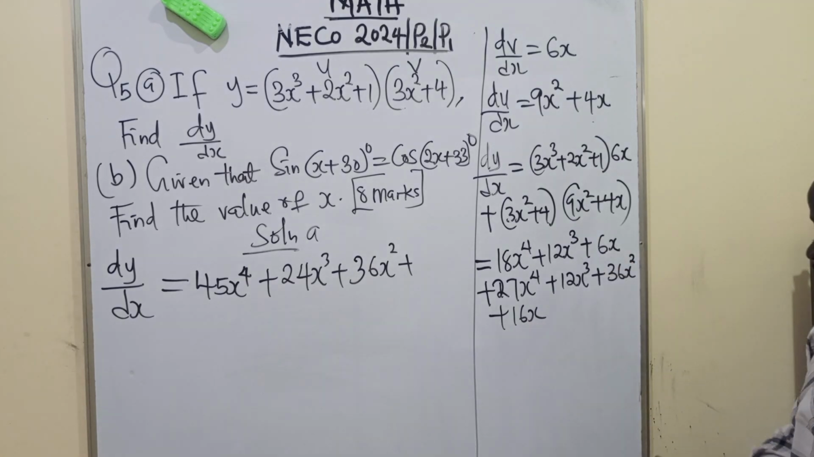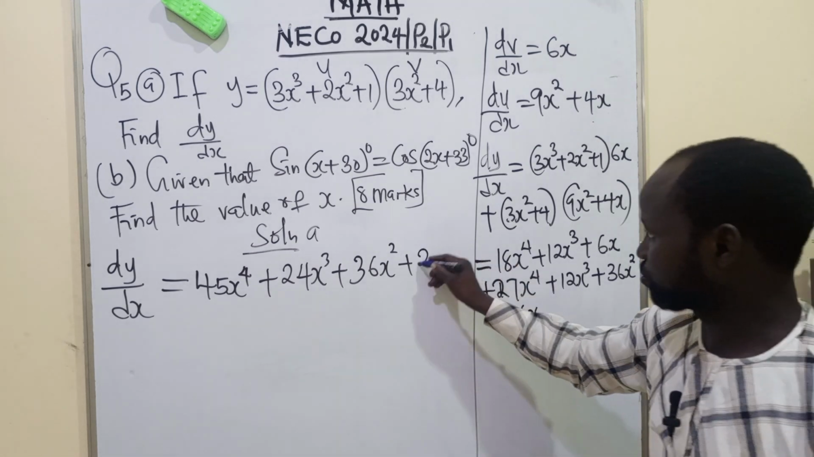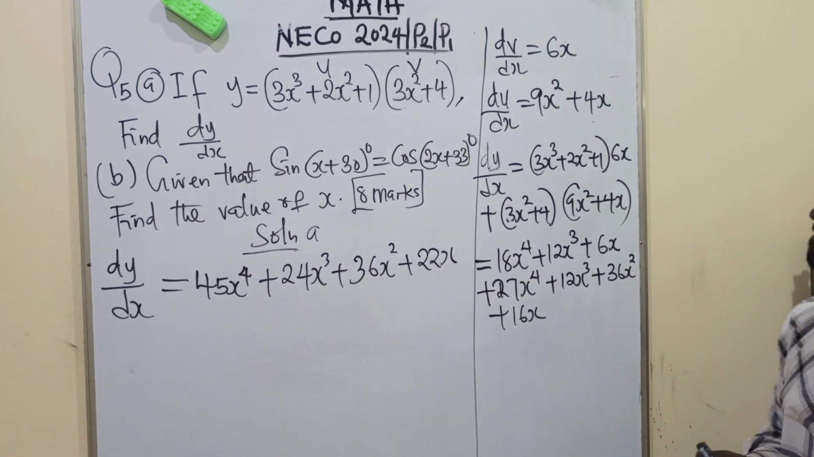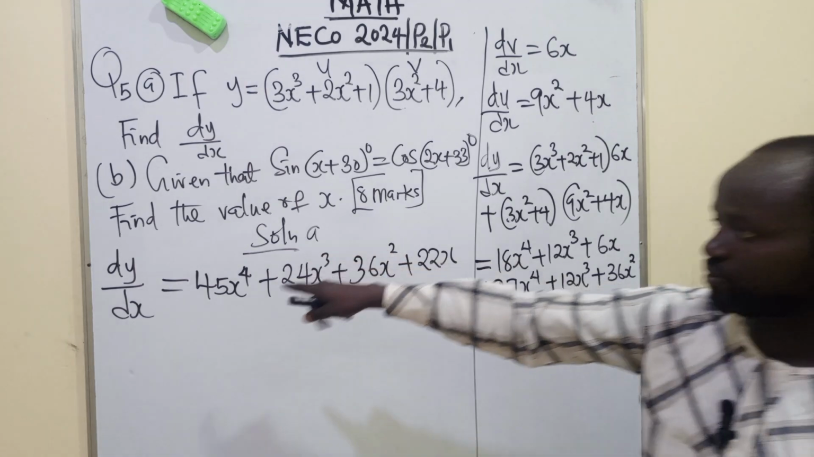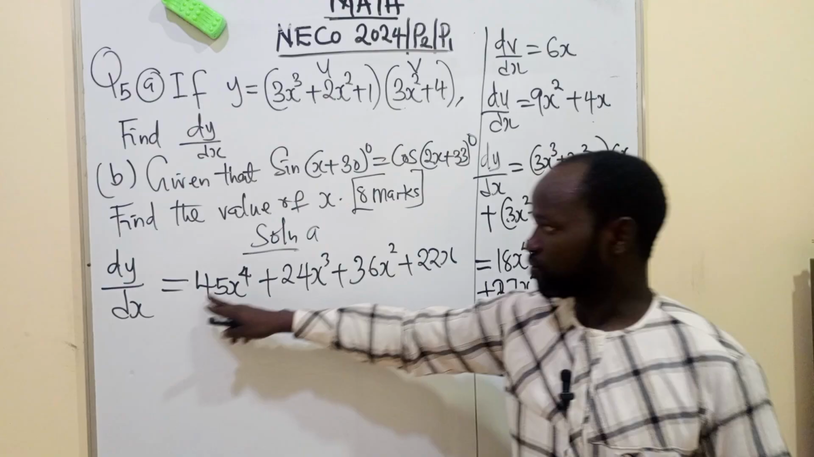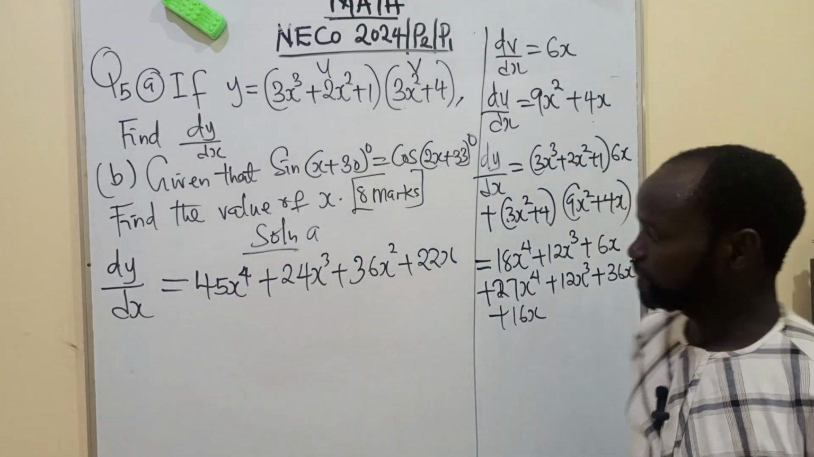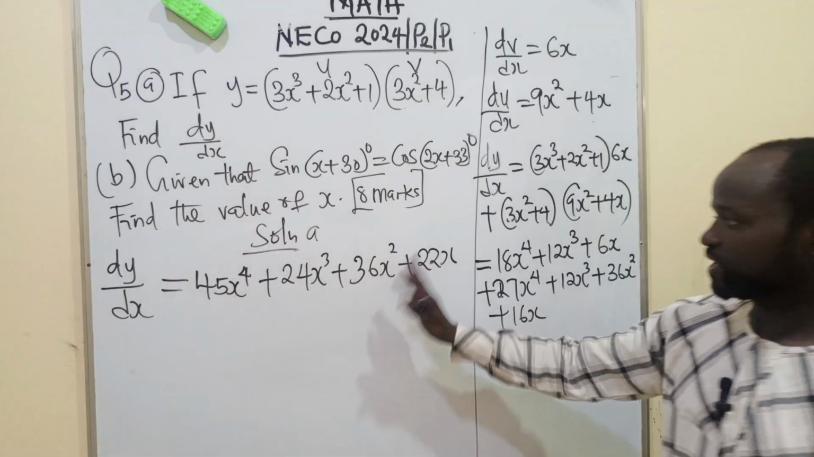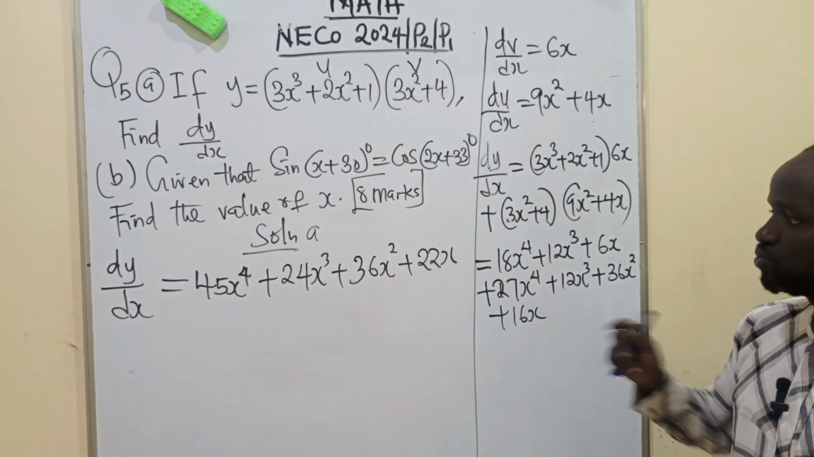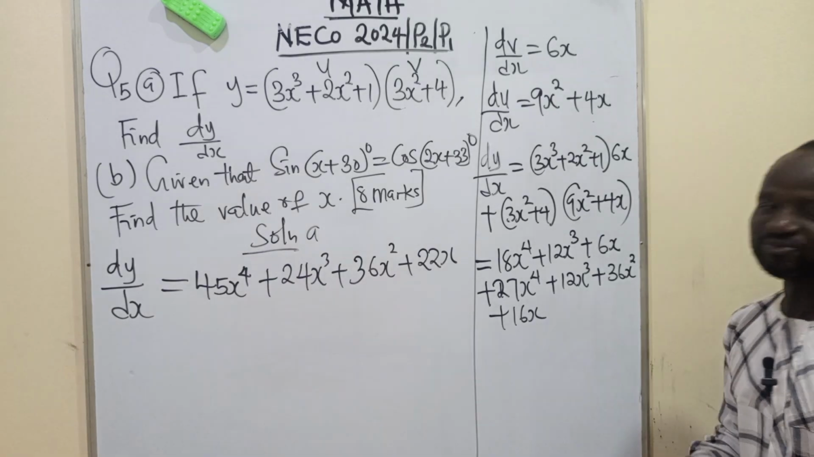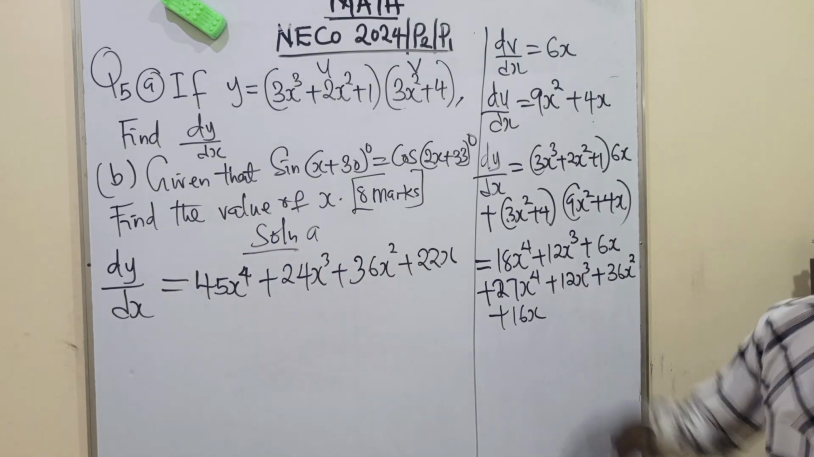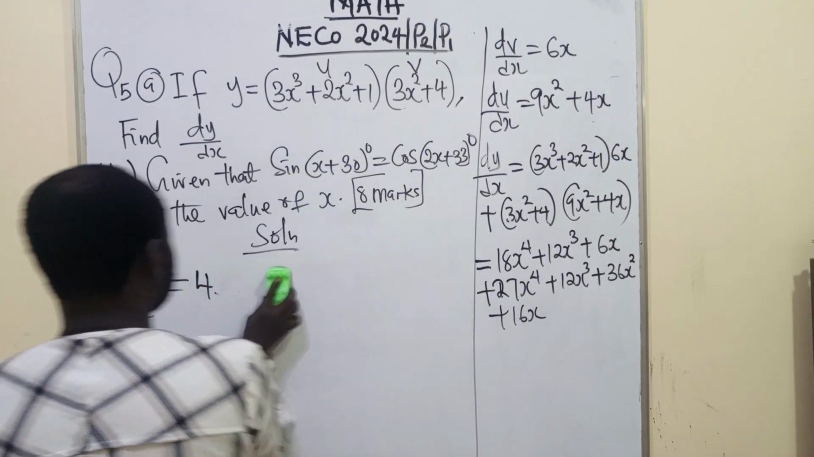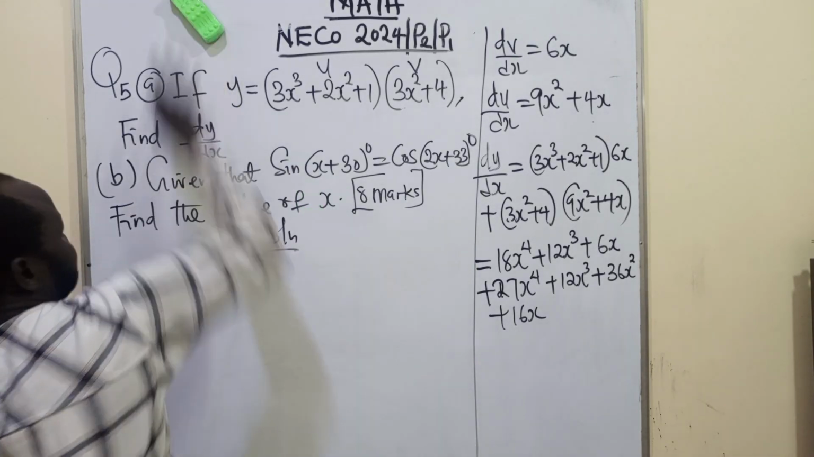6 plus 16 is 22. That will be 22x. So this will be the solution to 5a. Changing y with respect to changing x will be 45x power 4 plus 24x power 3 plus 36x squared plus 22x. So this is the solution to 5a. Let's move to 5b. Let's clean here so that we can move to 5b.